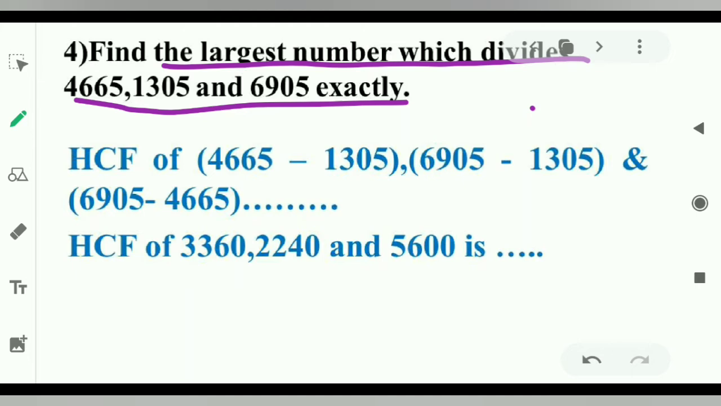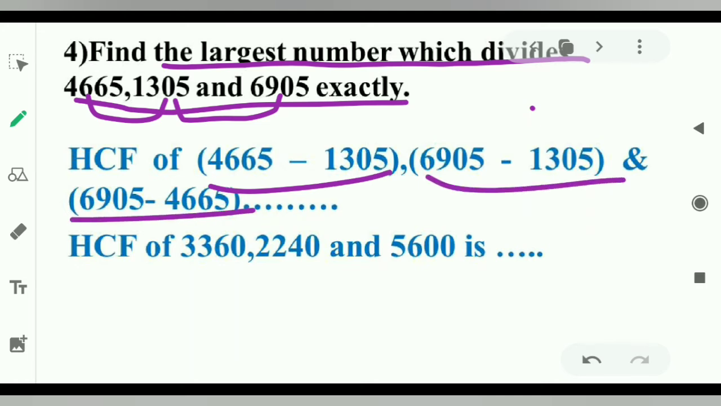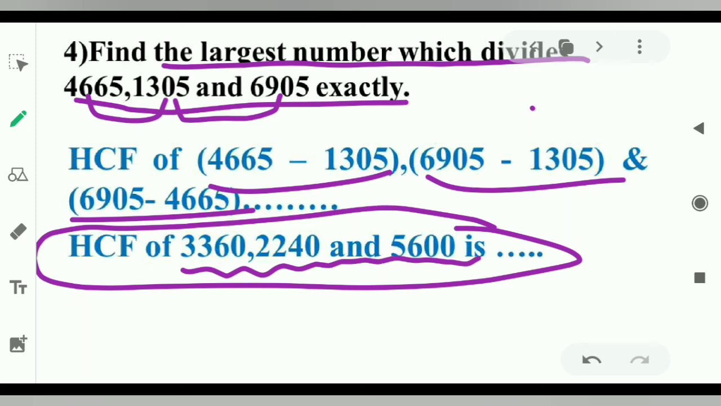Okay, so in case a problem is asked like this, what do we have to do? We have to find the difference of all the three numbers. I mean, we have to club two numbers and find the difference. Say for example, find the difference of the first two numbers, then the difference of the second and third number, and the difference of the first and third number. Here is the difference. We are going to find the HCF of all the three numbers, which is nothing but the largest number which divides all the three exactly.